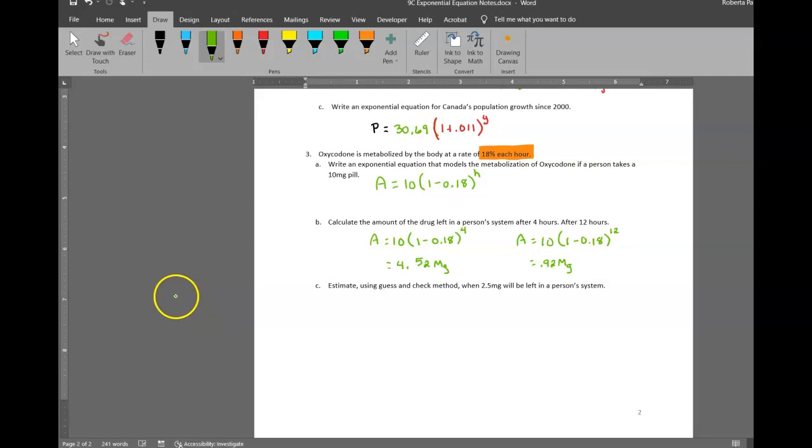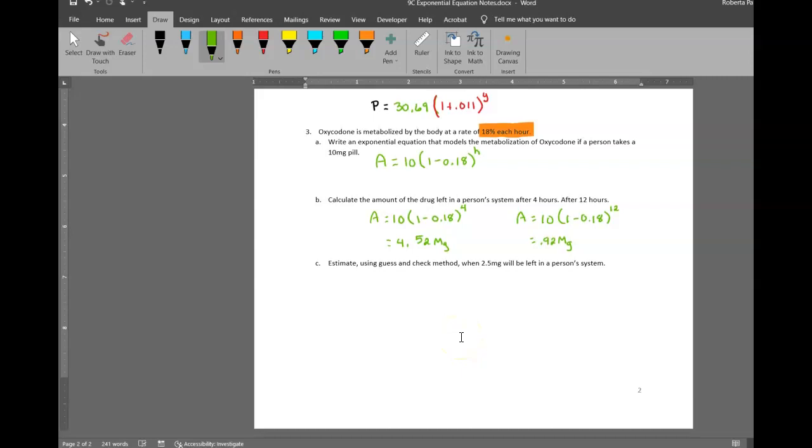All right, so we're going to use a guess and check method to figure out when 2.5 milligrams are left in the system. When we're working with our exponential equations, the method we're going to use is guess and check. If you know of other methods, you're fine to use those as long as you show your work and explain what you're doing. But in reality, most of us are just going to use guess and check when we're out in the real world. And so we know that our answer is going to fall somewhere between 4 and 12 hours, because we know the 2.5 is somewhere between these two numbers.